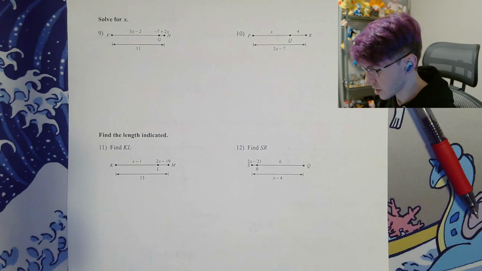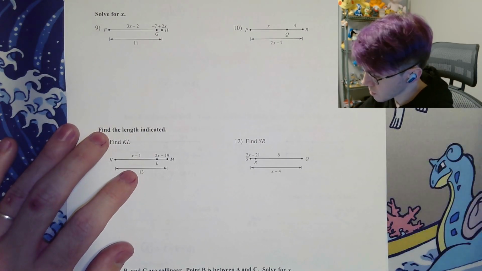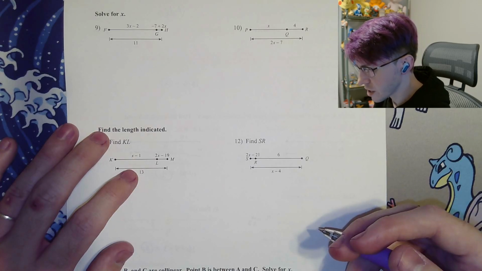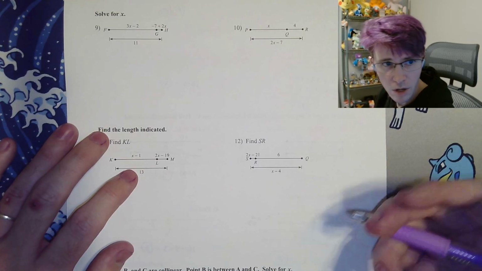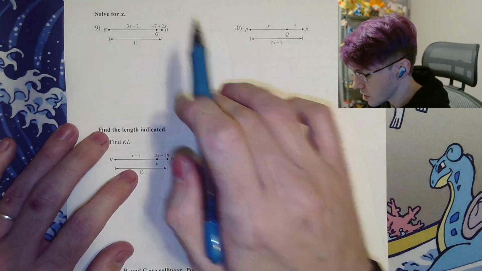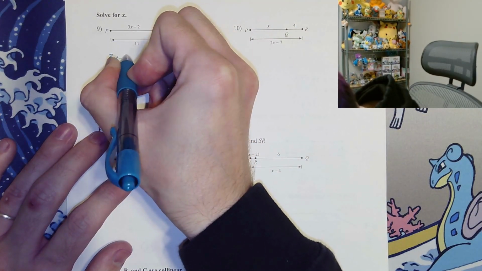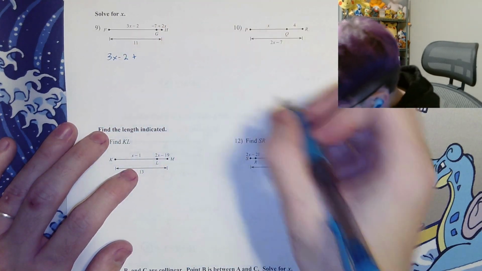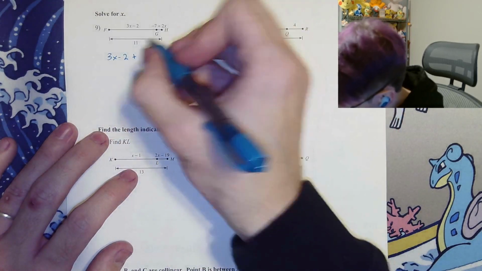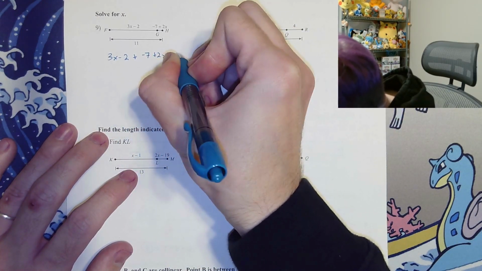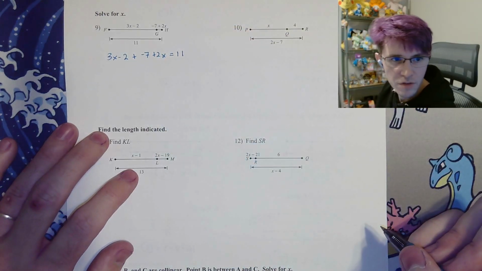Solve for x. In order to solve for x, we're using that same exact segment addition postulate, but now we have to do a little bit of algebra. If your algebra is not that strong, that's okay. We're going to practice it right now. So we have the 3x minus 2, that length here, plus the negative 7 plus 2x is equal to 11. And now we have to solve this algebra.